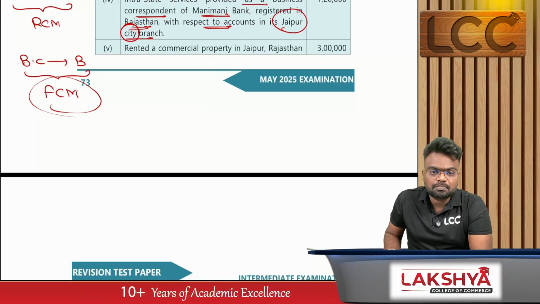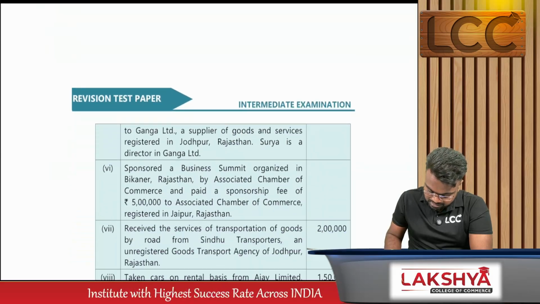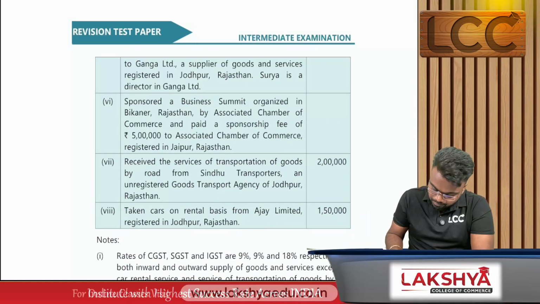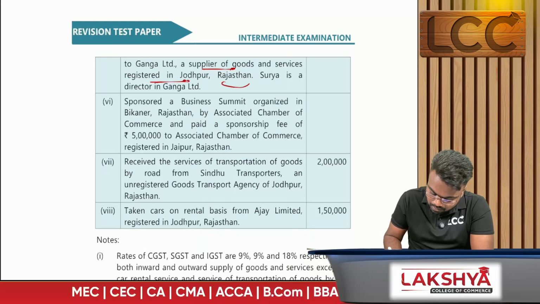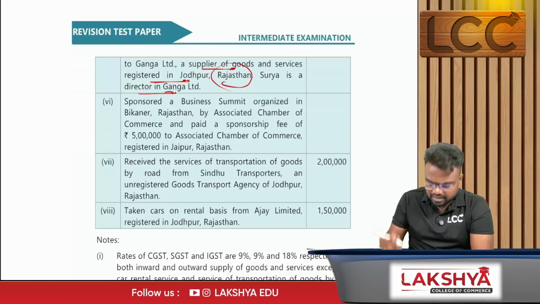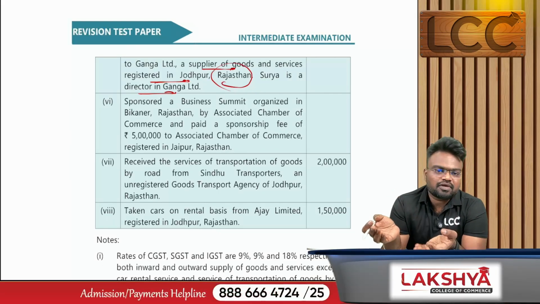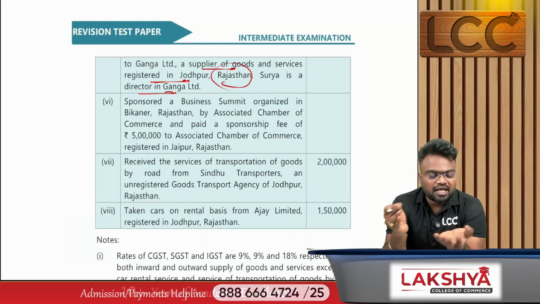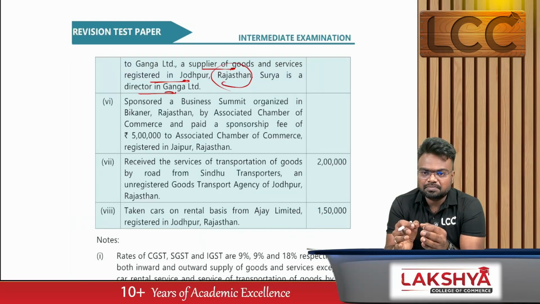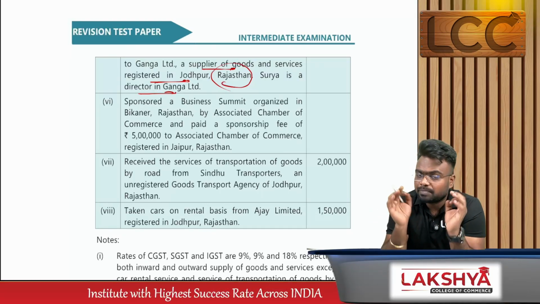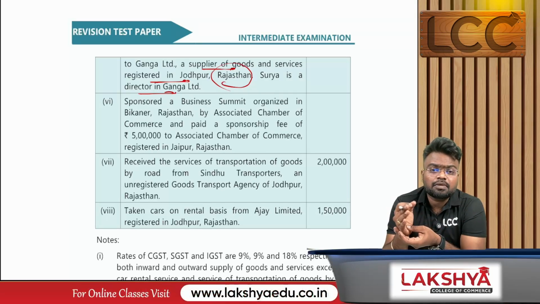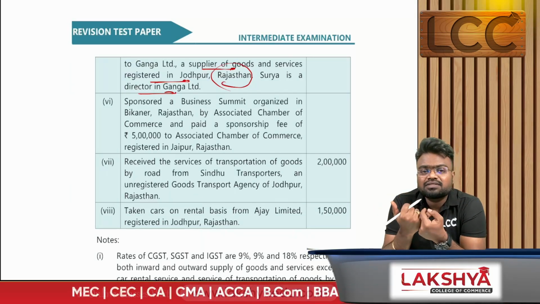Rented a commercial property in Jaipur, Rajasthan to Ganga Limited, supplier of goods and services registered in Jodhpur, Rajasthan. Surya is director in Ganga Limited. It is no matter whether Surya is director or whatever. If the purpose is commercial purpose, then no exemption will be applicable. Exemption is applicable only in case of personal usage, but here the usage is commercial.